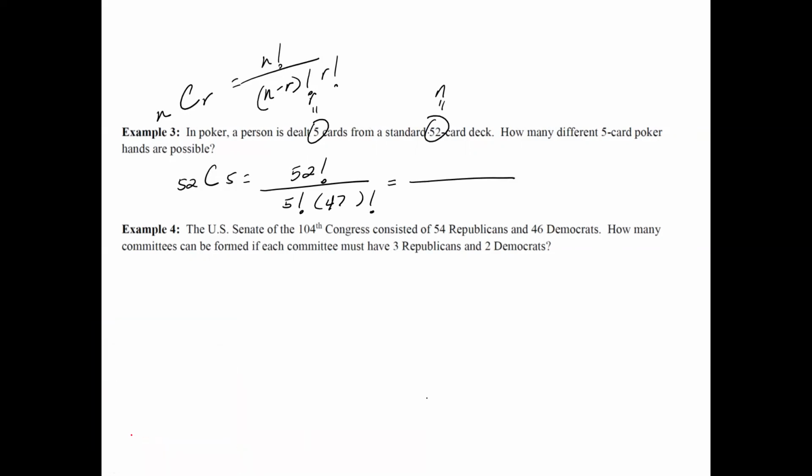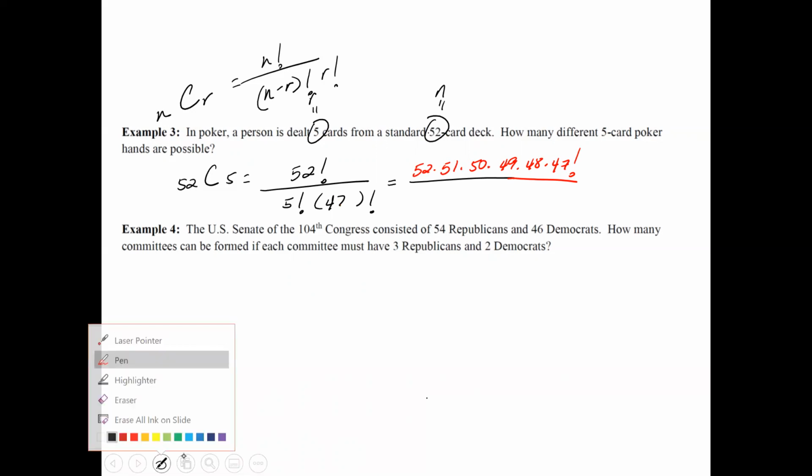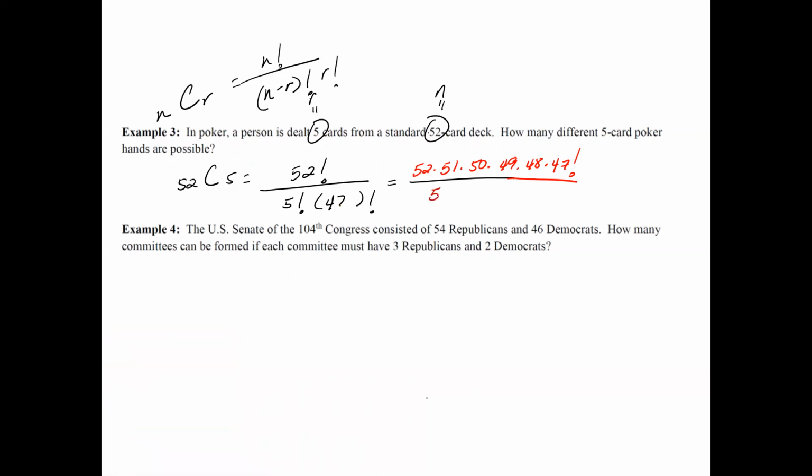So let's go ahead and do the factorial itself. So I'm going to do 52, 51, 50, 49, 48, and I'm going to stop at 47 factorial because I'm going to be able to cancel it with the denominator. And at the bottom of this, you are going to have 5, 4, 3, 2, 1 times 47 factorial. And look, guess what? You can go ahead and cancel the 47 factorial directly. Boom, boom, gone.